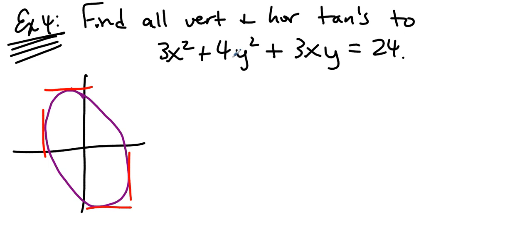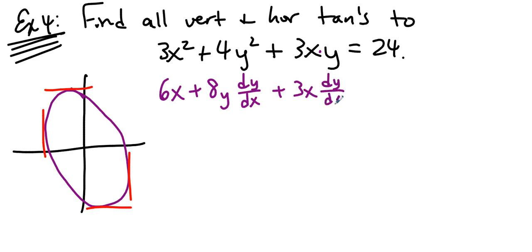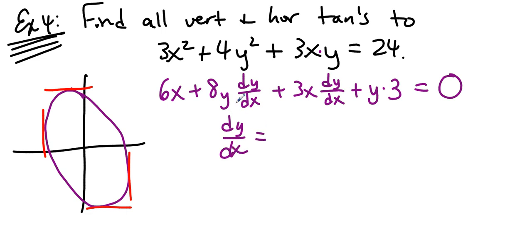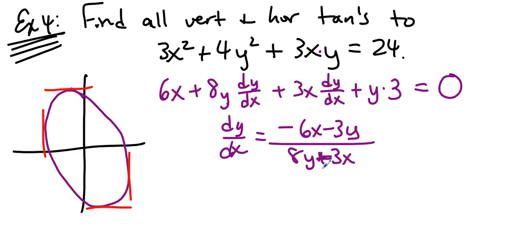So let's do that. Looking for derivatives on the left side, that's a 6x, no problem. That's an 8y dy/dx, no problem. This is a product rule, but we've done this before: first times derivative of second plus second times derivative of first, and the derivative of a number is 0. So then what happens? The dy/dx terms stay on the left side. The 6x and the 3y go to the other side. 8y plus 3x is factored out and divided.